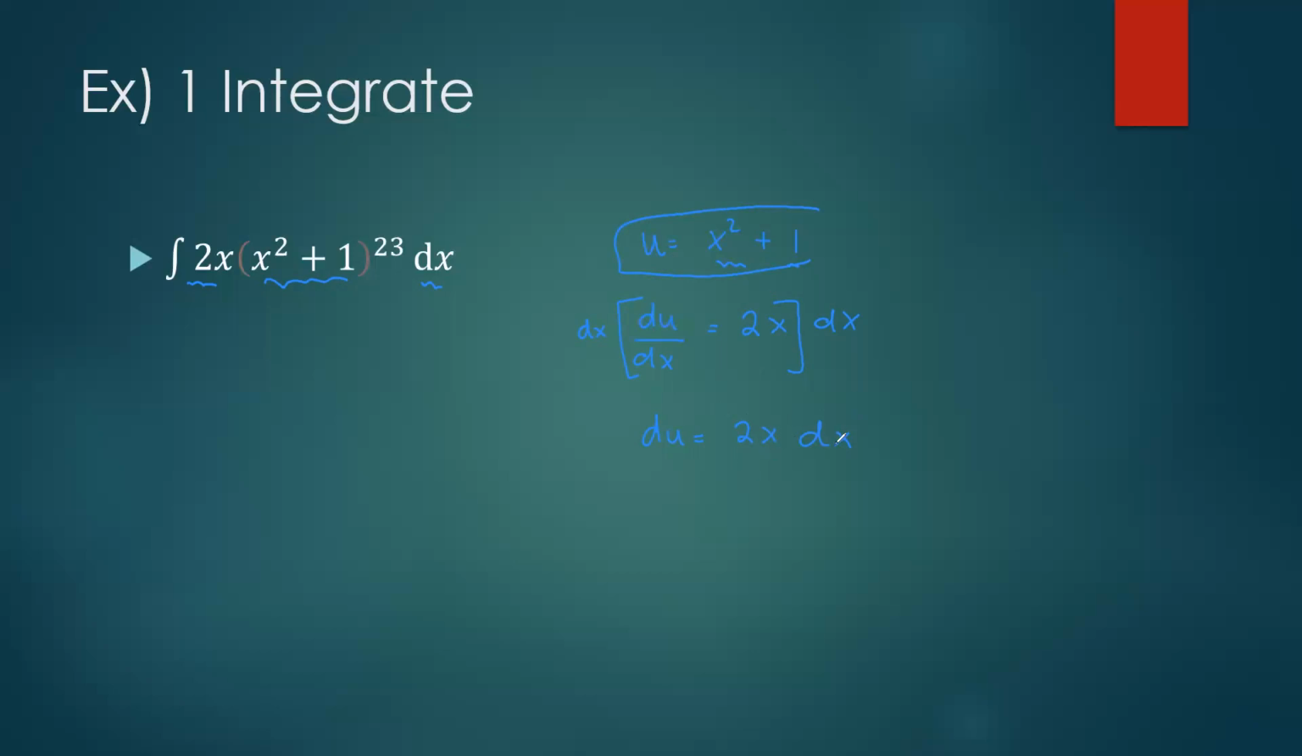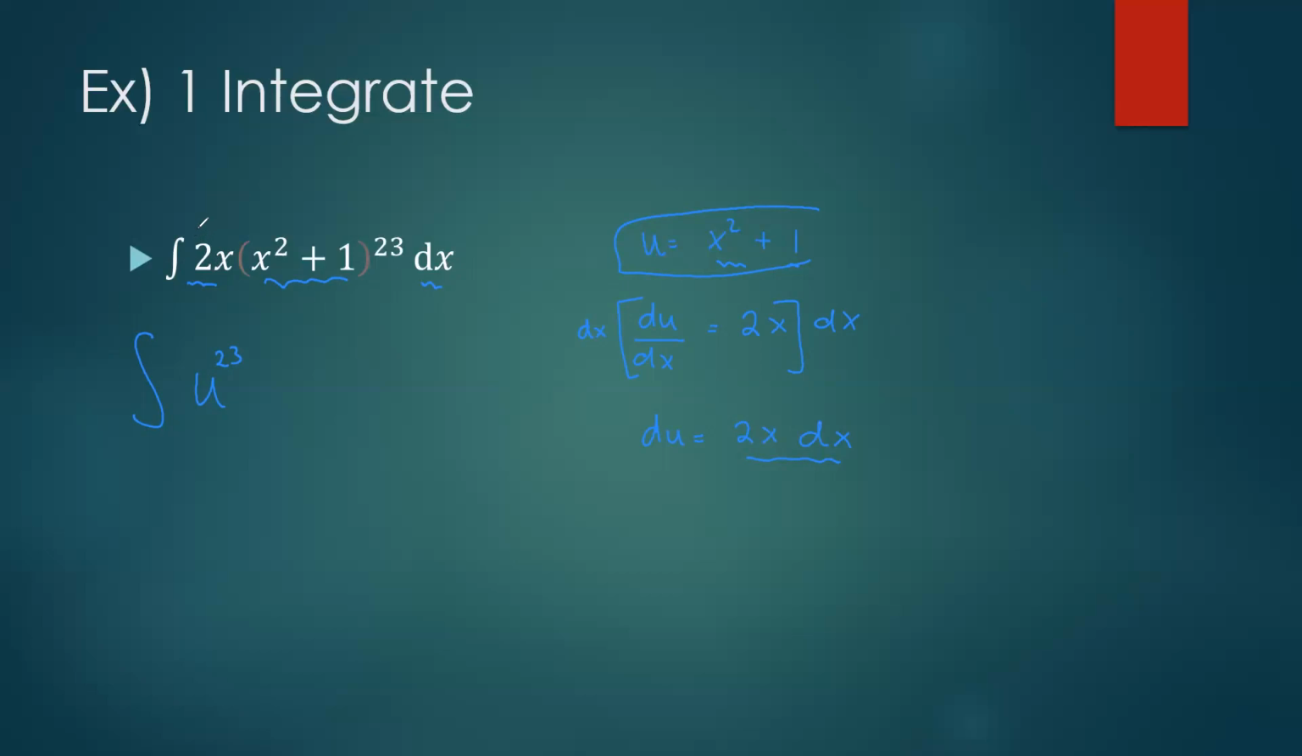And you'll see why I brought the dx over. We're going to rewrite this: we can replace x squared plus 1 with u. It's still raised to the 23rd. And then step 3 is to get rid of anything we don't need. We don't have to get rid of anything because it comes out nicely. We have this 2x and this dx, which is exactly what we have on the right side. Sometimes you will, sometimes you don't, but in this case we don't.